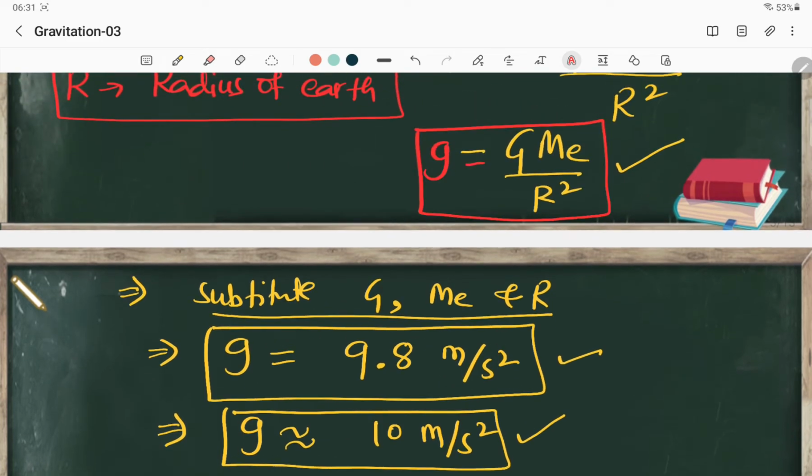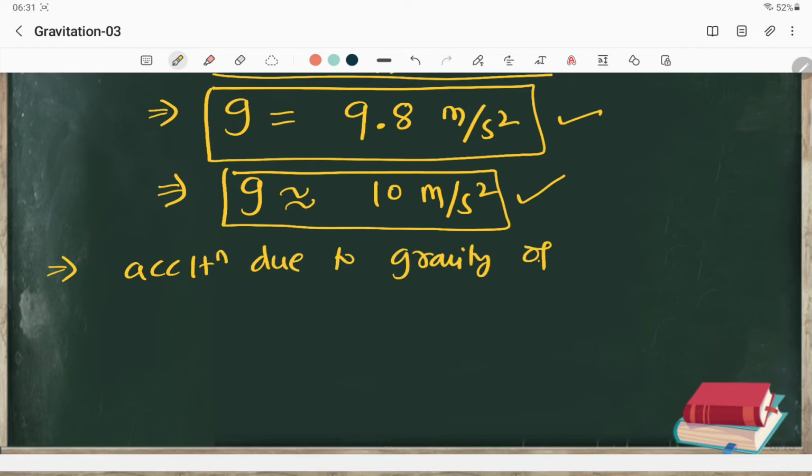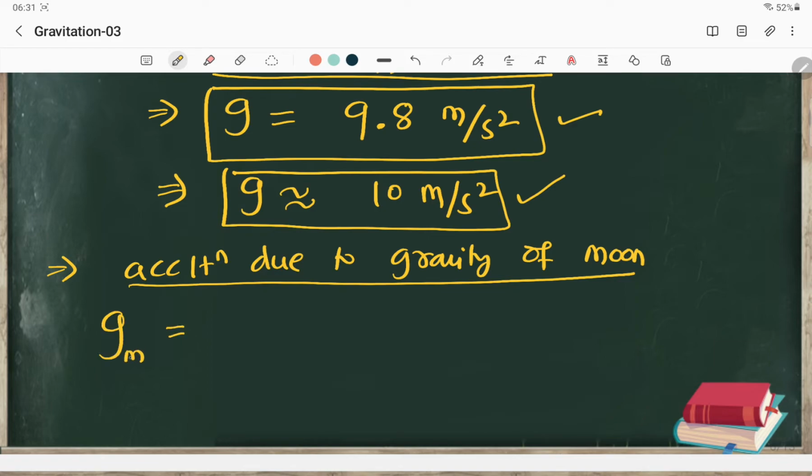You observe this formula keenly. If you want to find out the acceleration due to gravity of any body, you have to take G, then the mass of that body divided by the radius of that body squared. For example, if you want to find the acceleration due to gravity of moon, what will be the formula? I will write it as gm. Gm means the acceleration due to gravity of moon, that is equal to G into Mm, where Mm means the mass of the moon, divided by Rm square.